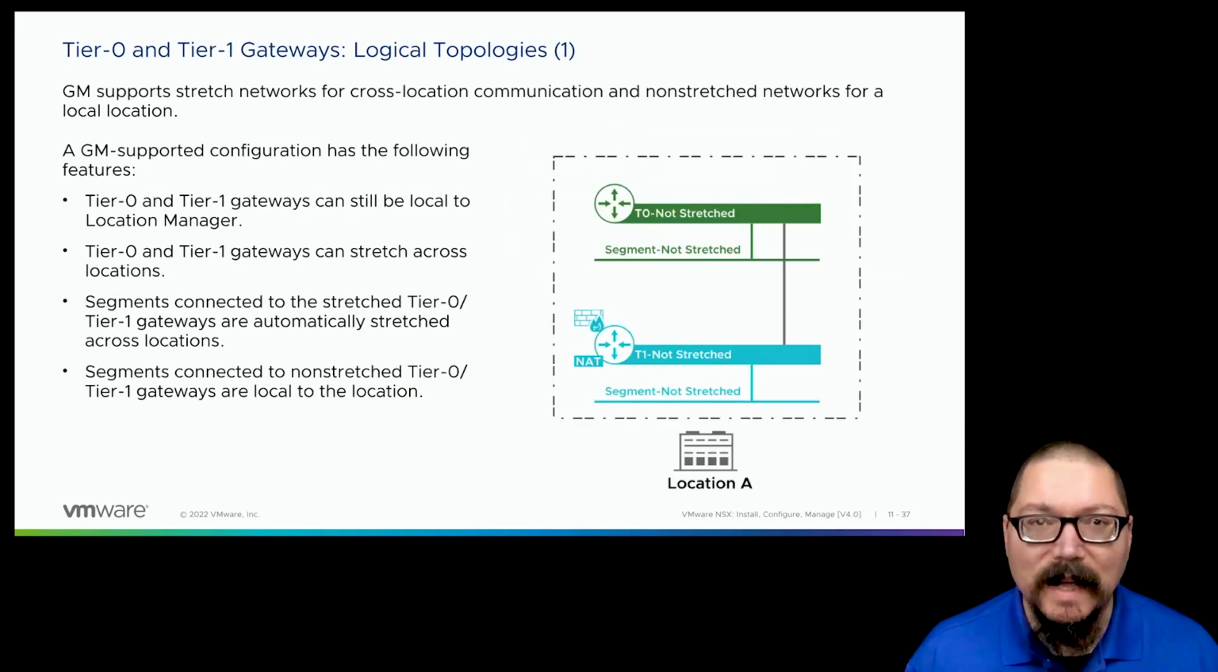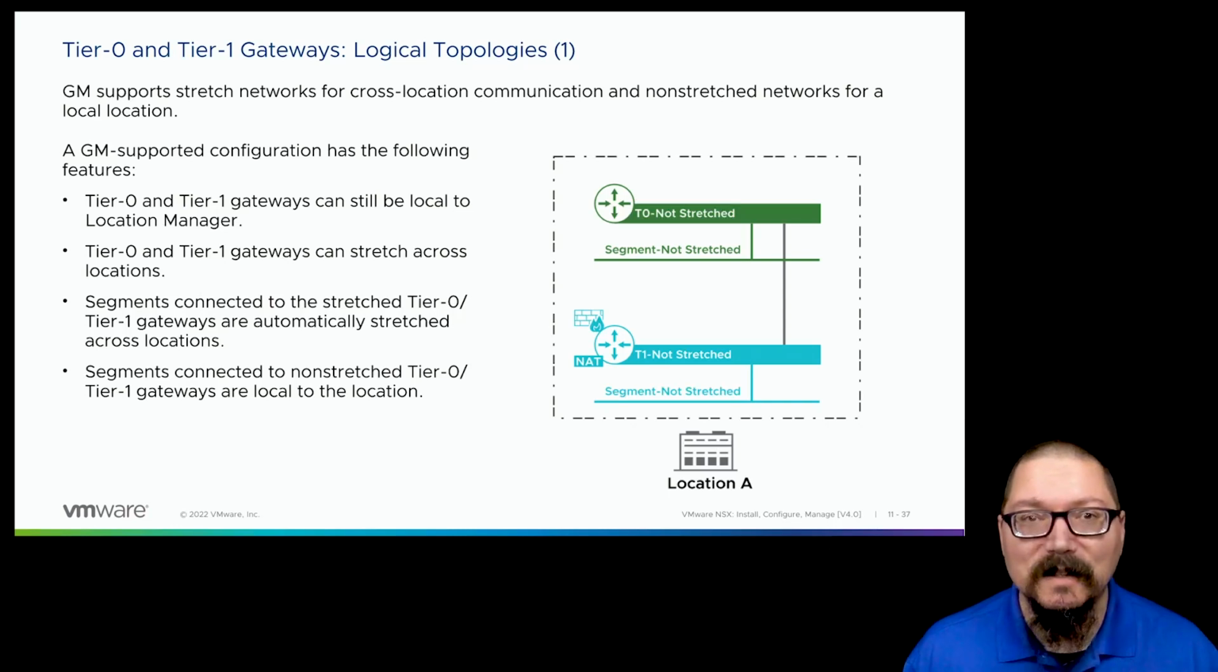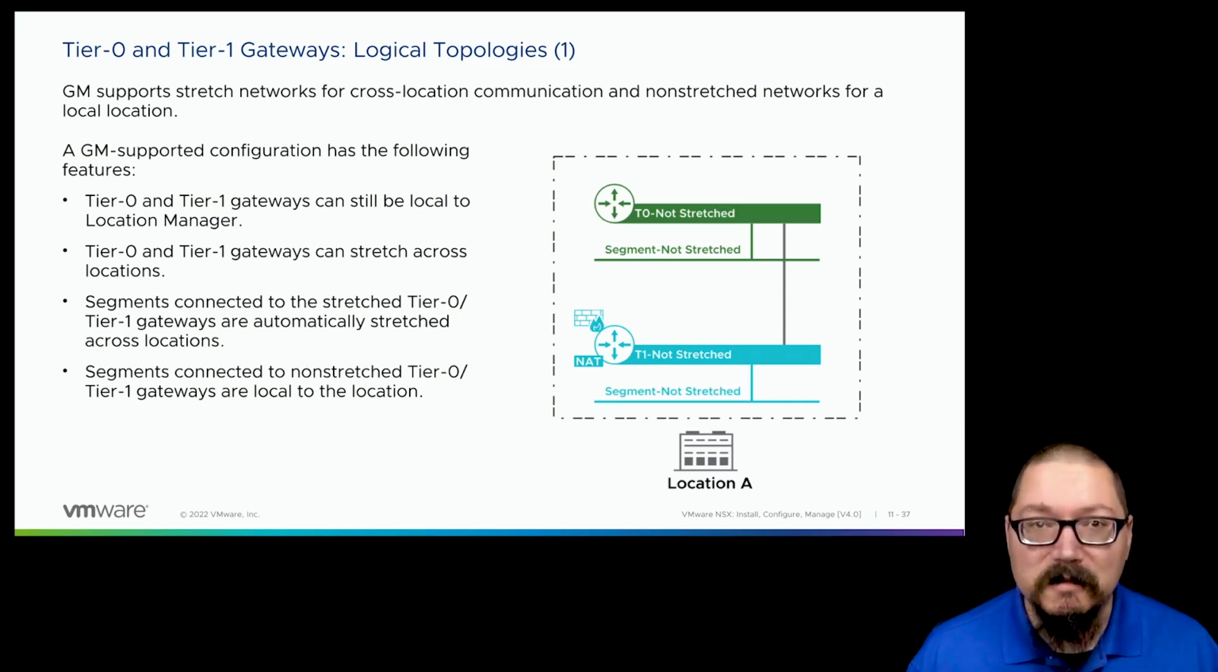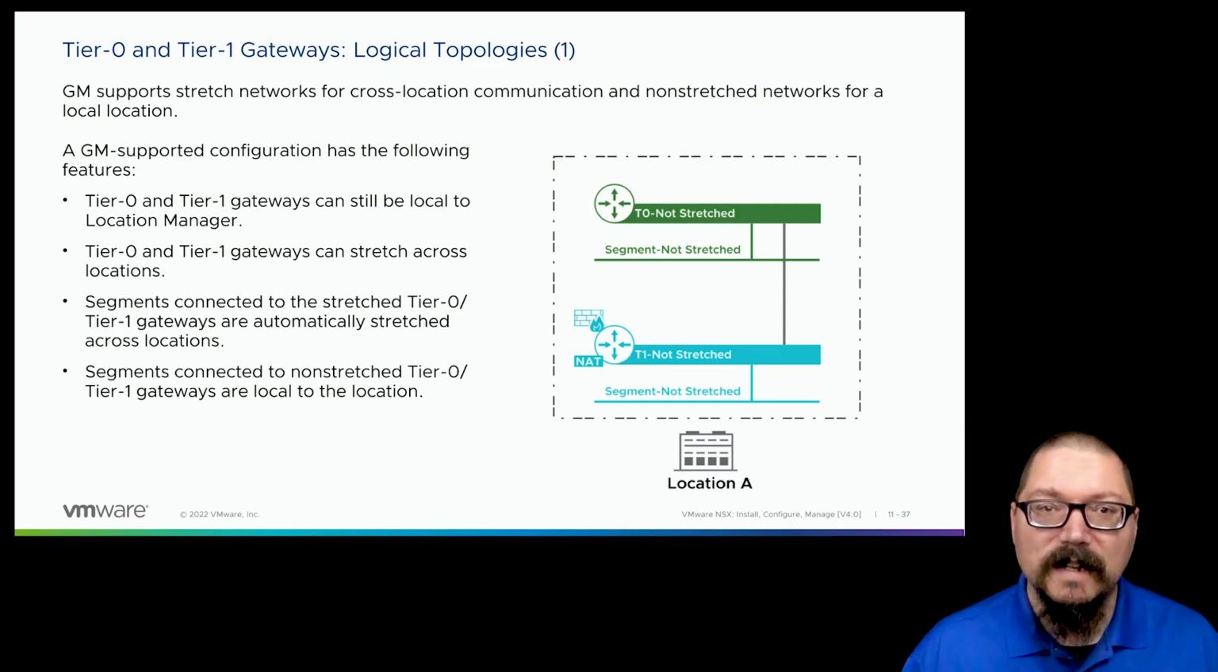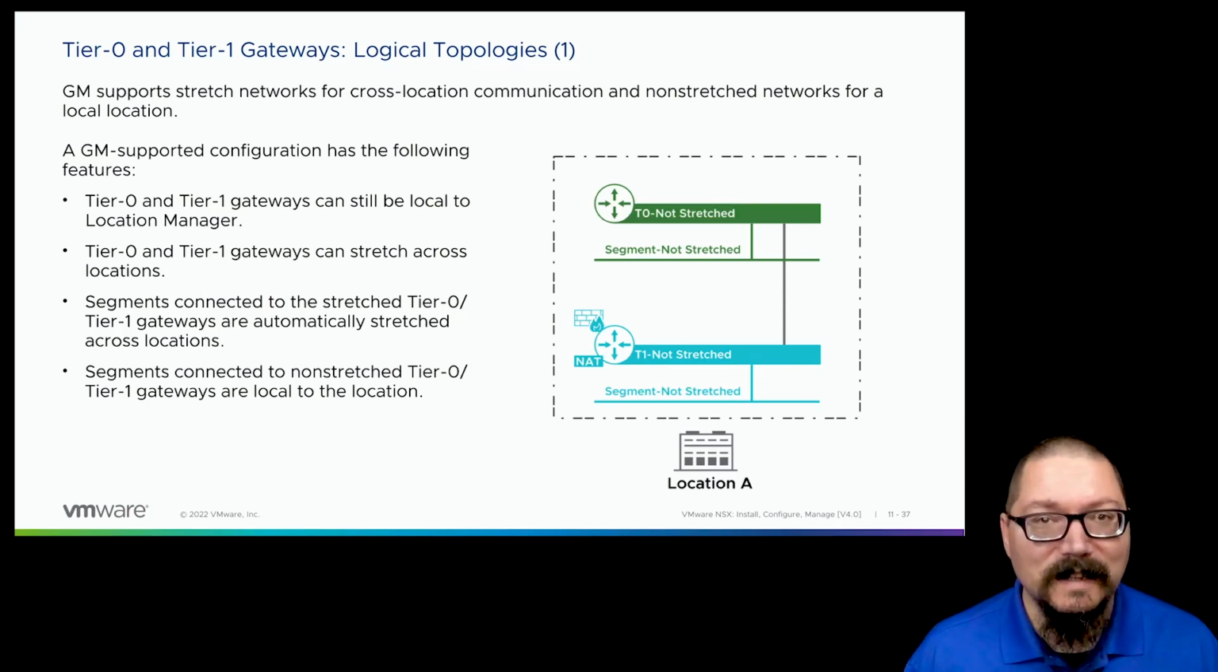But not all of my global objects have to be stretched, do they? I may want to create objects, gateways and segments and things, and have them exist only in a single location. So I can do that. I don't have to stretch everything. I may not want to stretch everything, even if I'm using stretched networking. I may have some very specific and targeted use cases for that, and I want most of the rest of my networking to be more or less site local, depending on what your needs are.